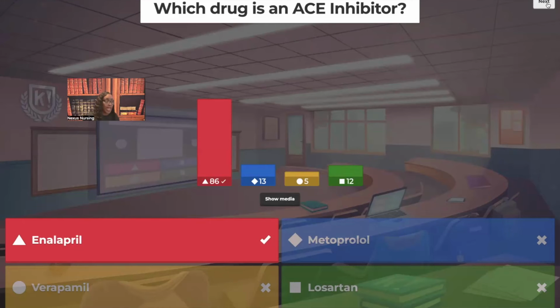You need to know that patients who are on ACE inhibitors, you better be checking their WBCs. And the reason for that, this drug can cause neutropenia. Okay, we're going to be concerned about that patient being at risk for infection. So you better be looking at their levels for WBCs. Okay.